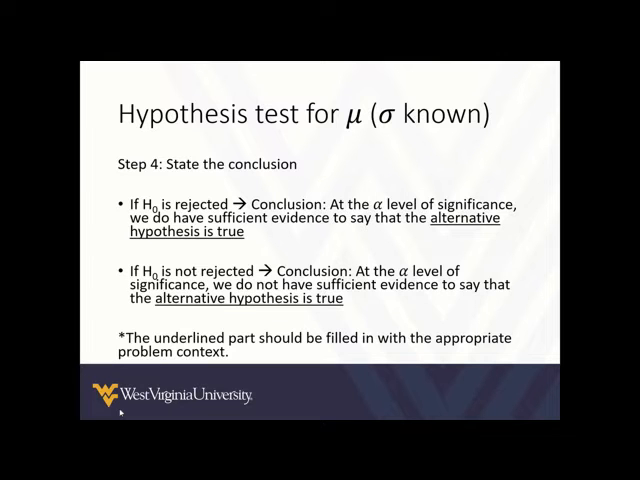If we have a null hypothesis that is rejected, then our conclusion will be at the alpha level of significance, we do have sufficient evidence to say that whatever our alternative hypothesis is true. And then if our null hypothesis is not rejected, then we say at the alpha level of significance, we do not have sufficient evidence to say that our alternative hypothesis is true. And again, that underlined part should be filled in with the appropriate problem context.